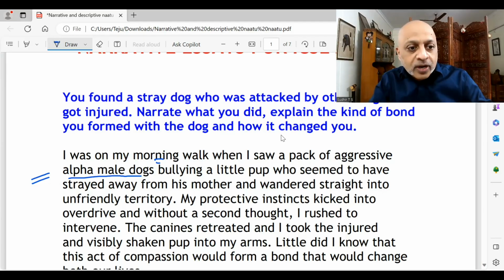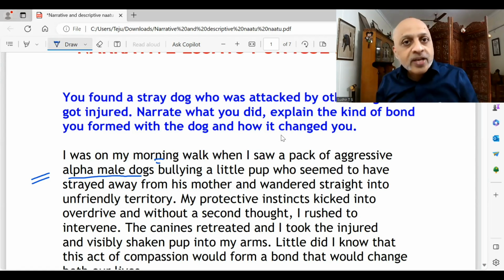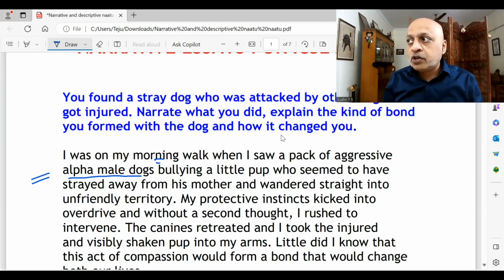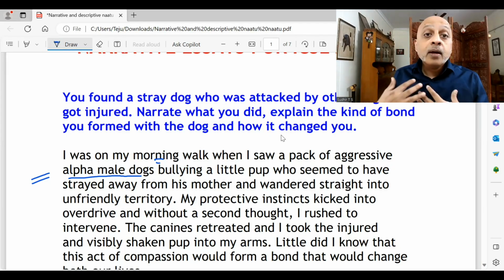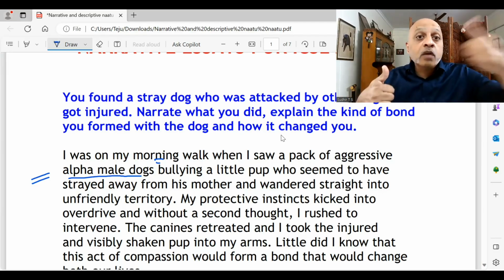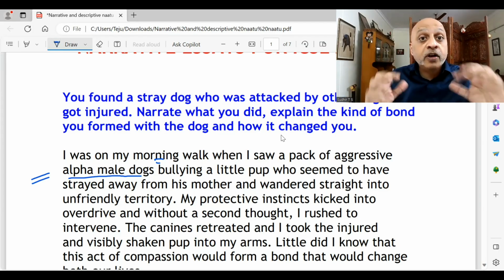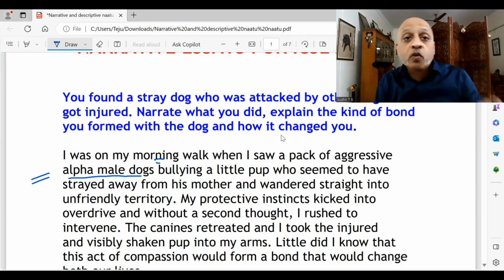And without a second thought, I rushed to intervene. The canines retreated because I had gone to intervene. And I took the injured and visibly shaken pup. So I'm giving you a sense of how that pup is feeling at that point in time. Emotion. Always remember, in narrative essays in particular, or in the original story, or in picture composition, if you're telling a story, emotions work. Humor works, emotions work. Humor is very difficult to write. Emotions are also difficult, but these two elements always work very well in a narrative essay or in an original story.